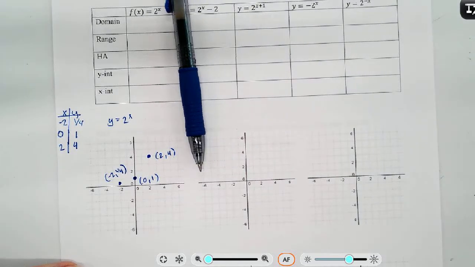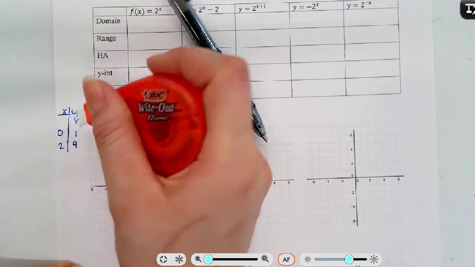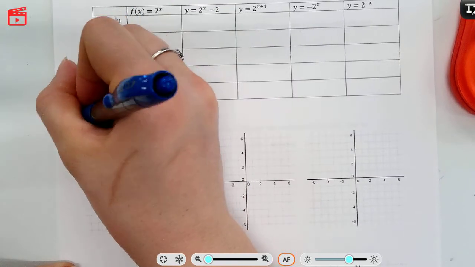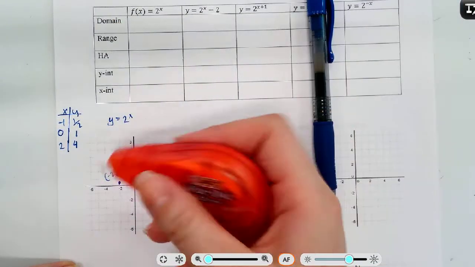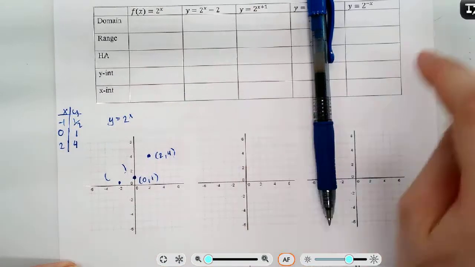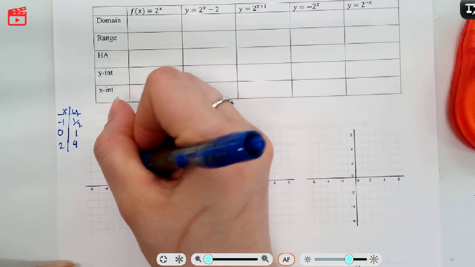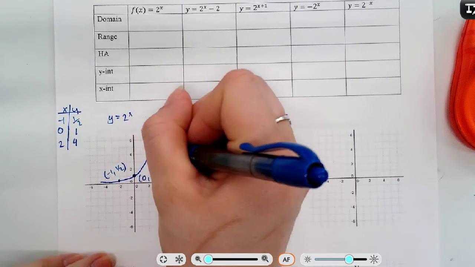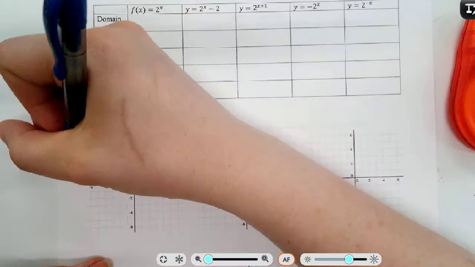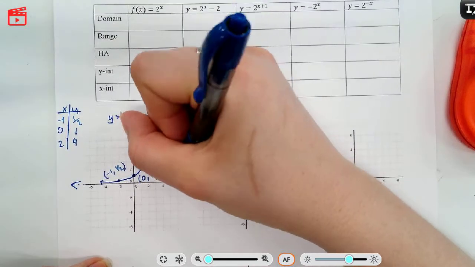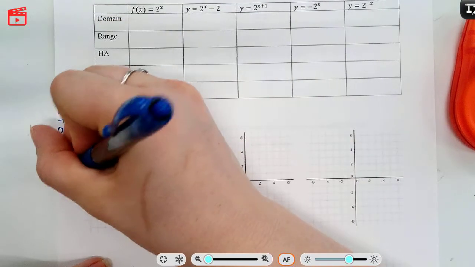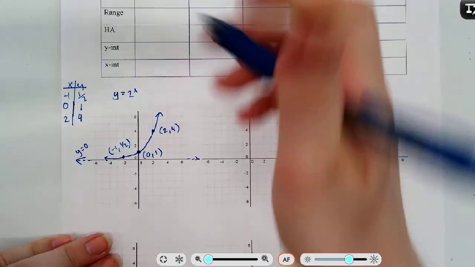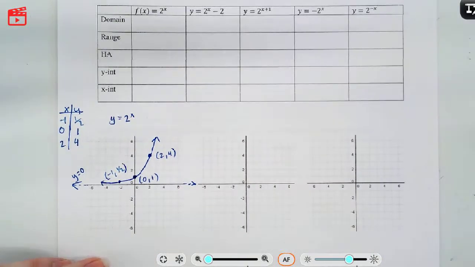Actually, you know what? I don't like the fourth. I'm going to go with -1. So that would be a half. All right, let's stick with -1. All right, so here we go. Parent graph, horizontal asymptote at y equals 0. Et voila.